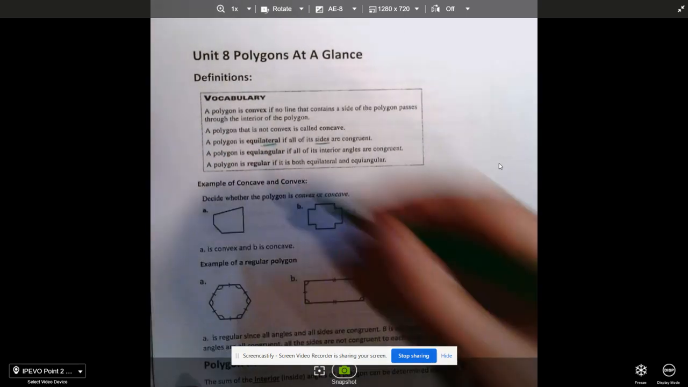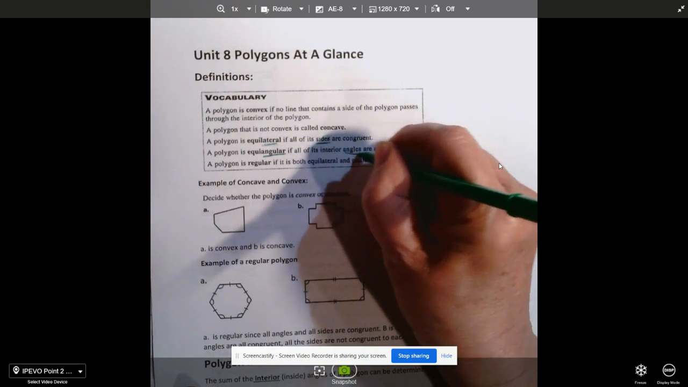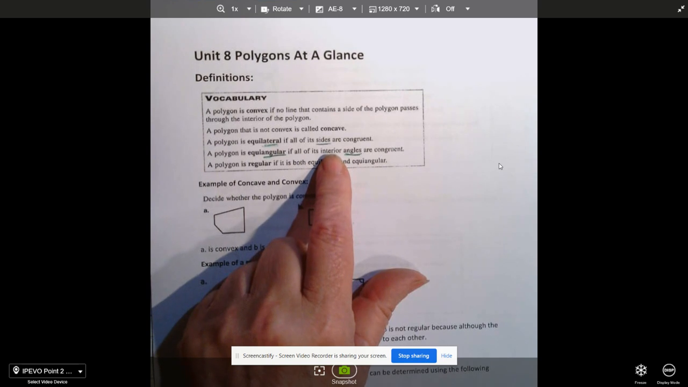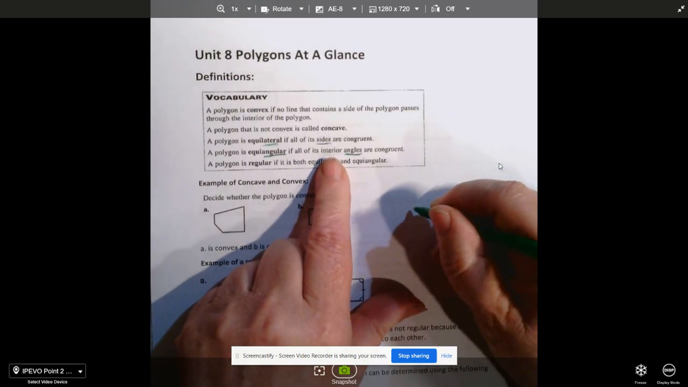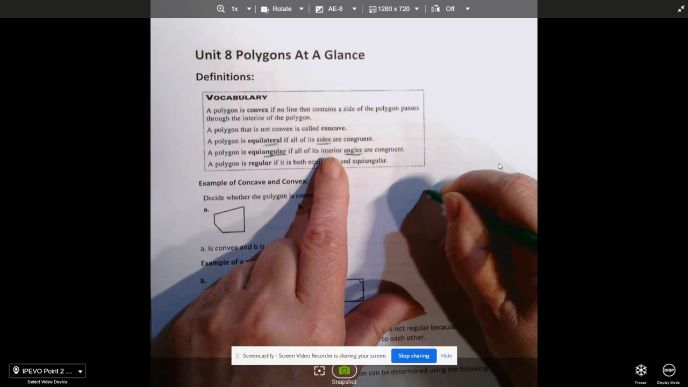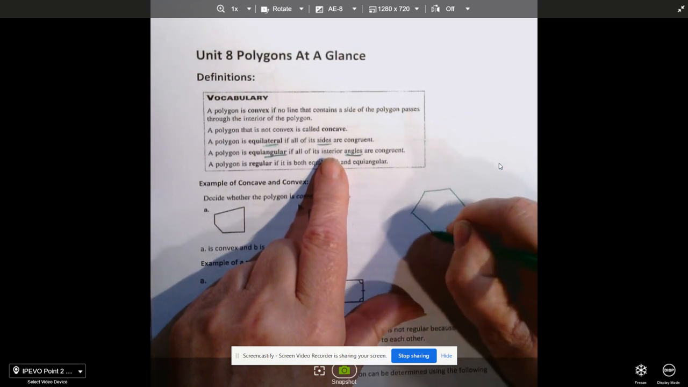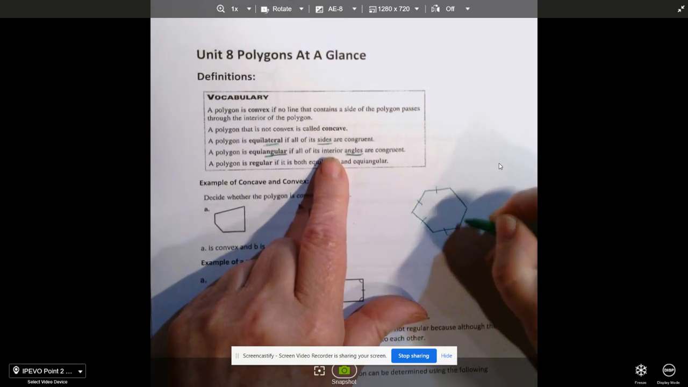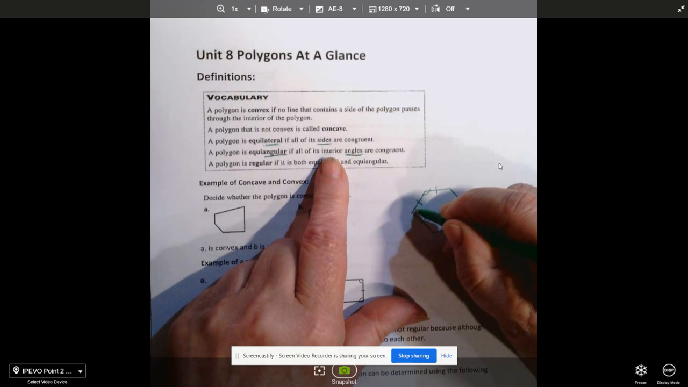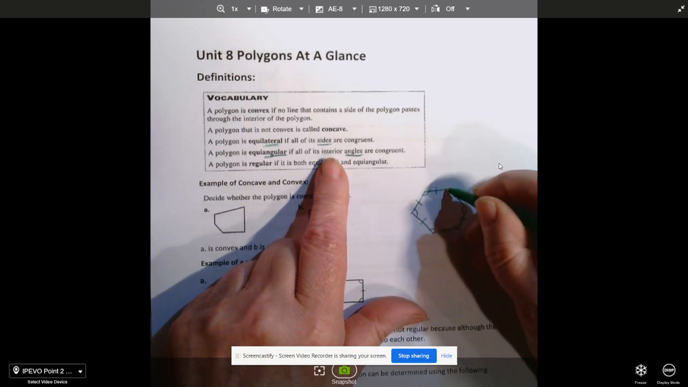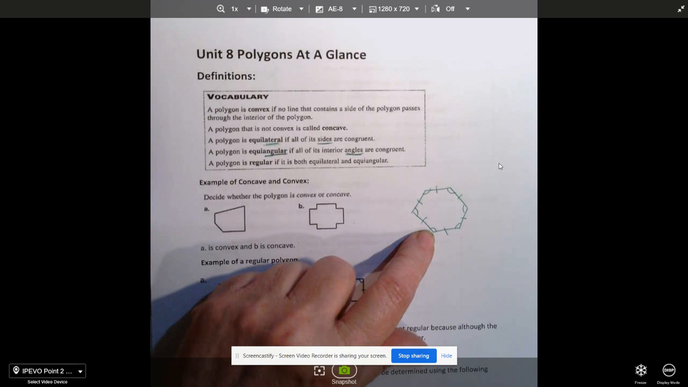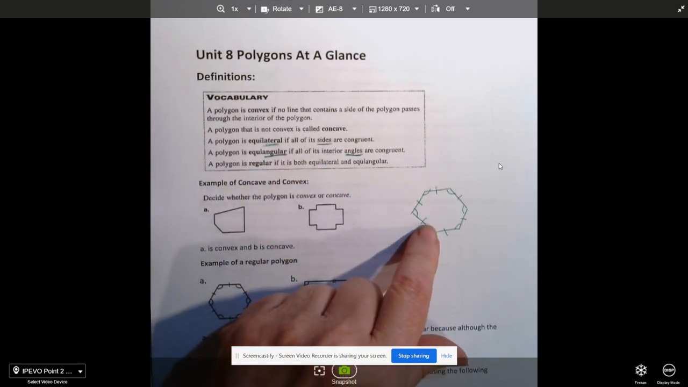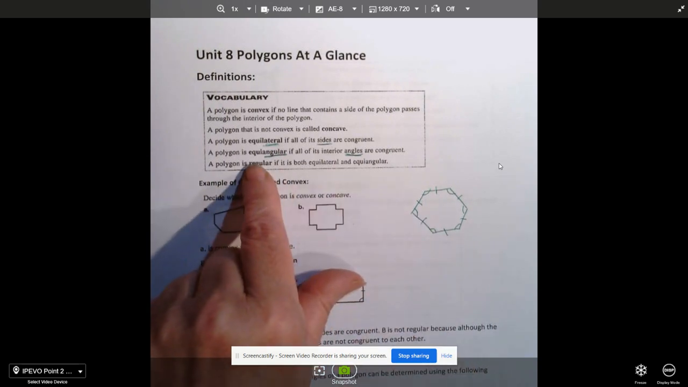A polygon is equiangular if all the angles are congruent. And they say the interior angles, which means the angles on the inside of the polygon. So for instance, if you think of a hexagon, I can't draw an octagon very well. If all these sides are the same, then all these angles would also have to be the same. So this would be both equiangular and equilateral. And when it is both equiangular and equilateral, then we say that it is regular.